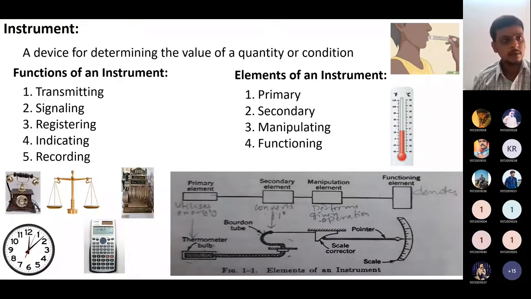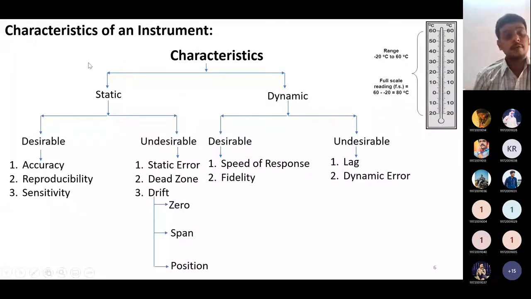Okay, thank you. The next topic, a very important long answer, is the characteristics of an instrument. There are two types of characteristics of an instrument. One is static characteristics, where the change in any quantity with respect to time is zero. These characteristics are independent of time. The static characteristics of an instrument are those that must be considered when the instrument is used to measure a condition not varying with time.